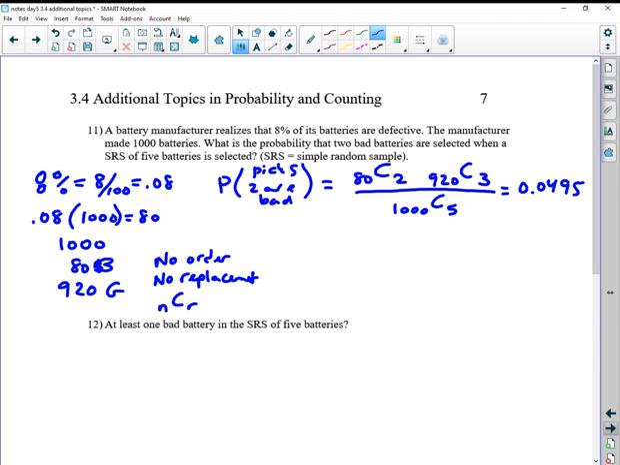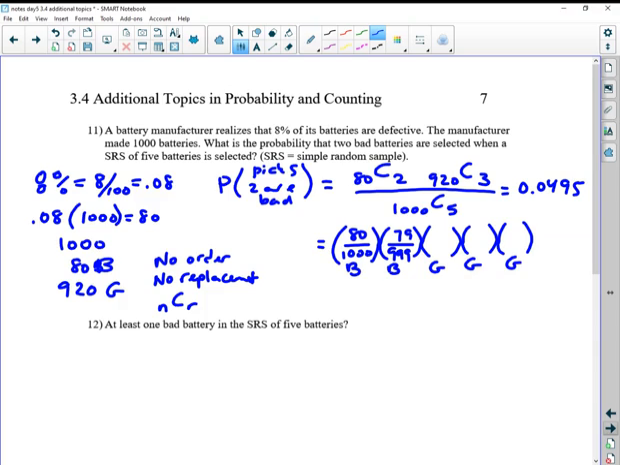Let's see if we can get that with the parentheses. Same thing. We've got our 5 parentheses for our 5 events that we're doing, picking batteries, and I've got to pick a bad one, if bad's what I'm doing first. And then now I've got to pick another bad one. But now I've got to go to a good one. So that's 920 good ones out of, continuing my dependence and decreasing my denominator.